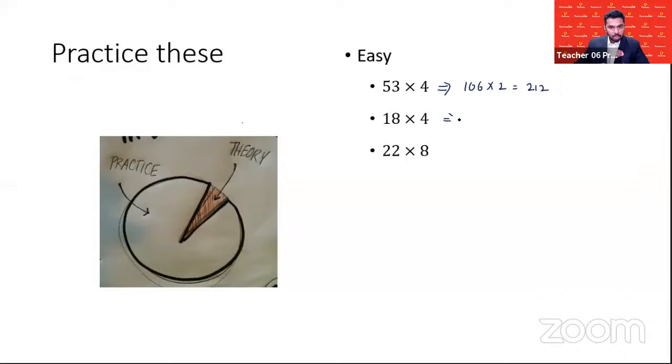Let's do one more. 18 times 4. Actually, if you have very good practice, you can do a simple trick. 18 is close to the base 20. So the number should be less than 20 times 4, which is 80. How much less? It should be 8 less because 2 into 4 is 8. So this answer, you can write it directly as 72.